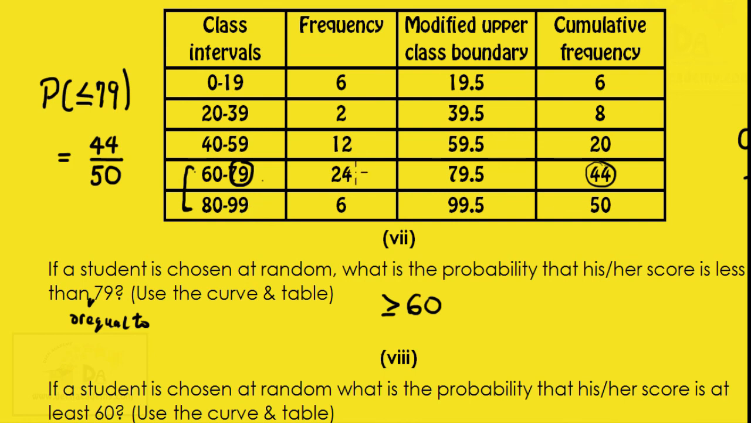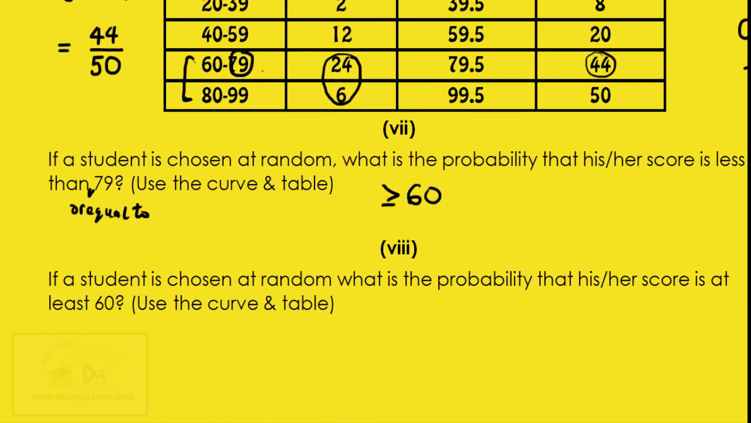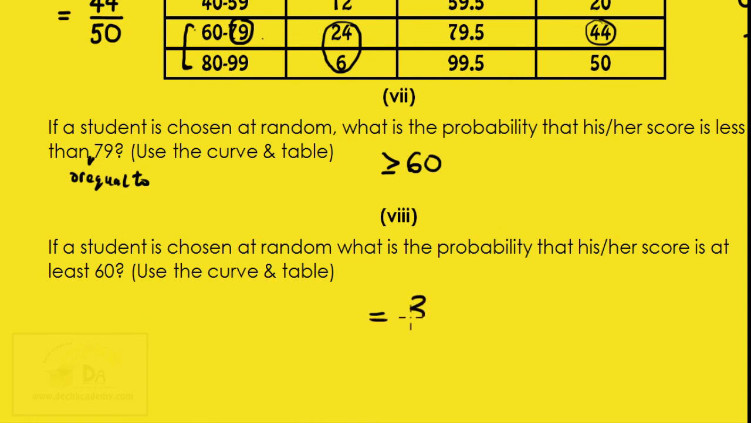This one here is for scores between 60 and 79, and this class here is for scores between 80 and 99. So we know that 30 students obtained scores that are greater than or equal to 60, 30 out of the 50 students. So the number of desired occurrences divided by the total number of occurrences of scores. So 30 divided by 50, which is simply 3/5.